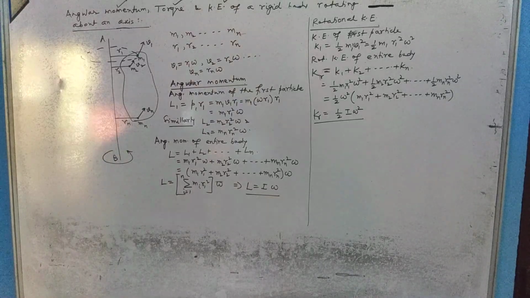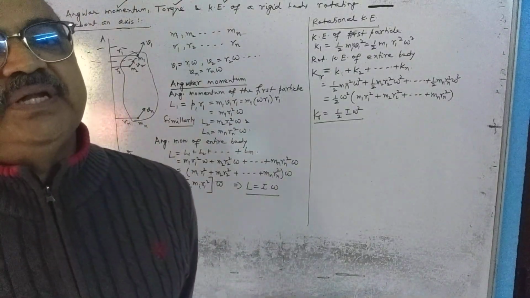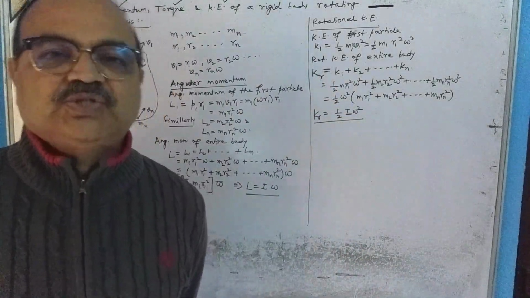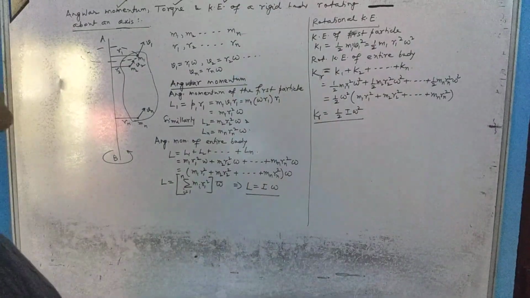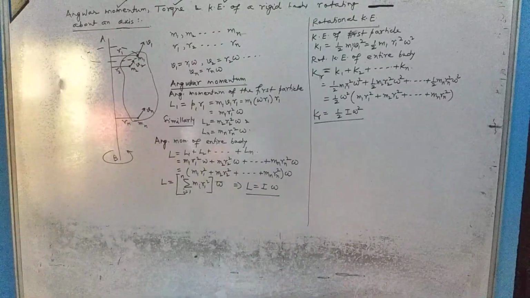Alright? If pure rotation is there in a body, then the rotational kinetic energy will be taken into consideration and it will be half I omega square. I hope all of you got this point. Okay, in the next lecture I am coming to the torque. What about the torque of this body? Right?